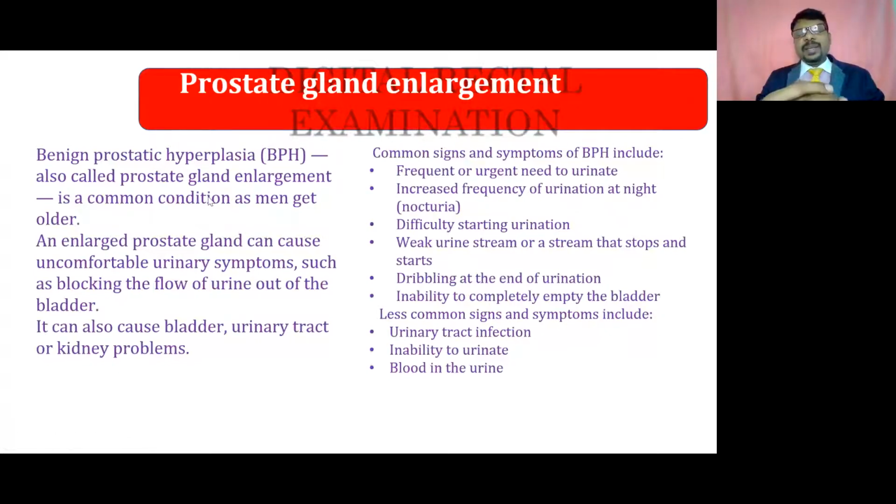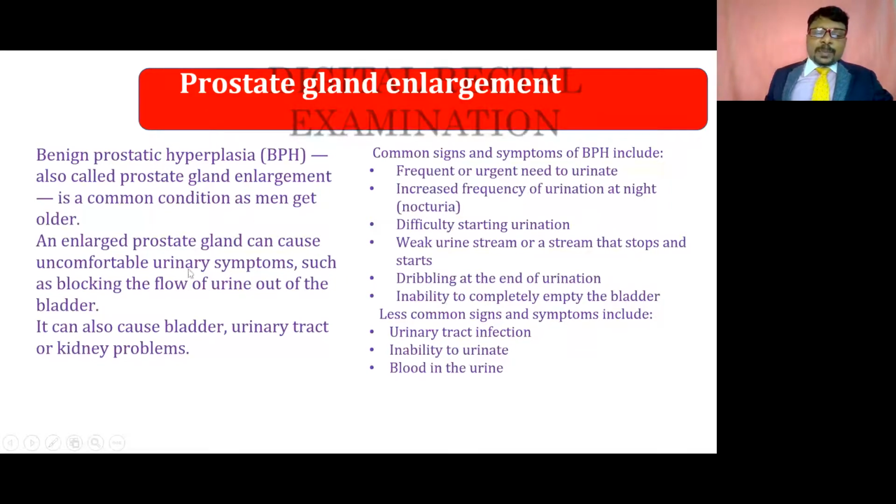This is very common because all men have a prostate gland. The prostate may increase in size day by day as age grows, especially above 50 years. After that, they may get complications.